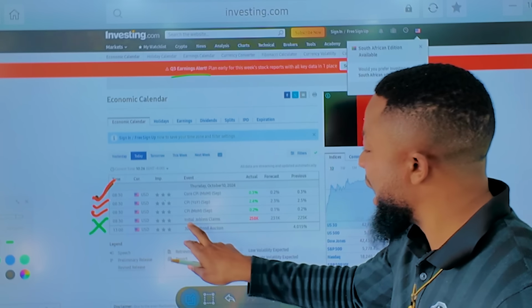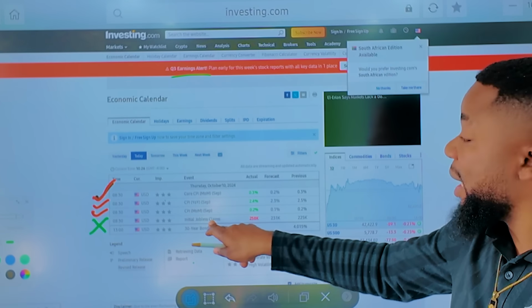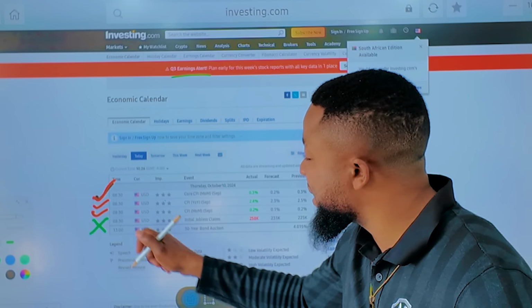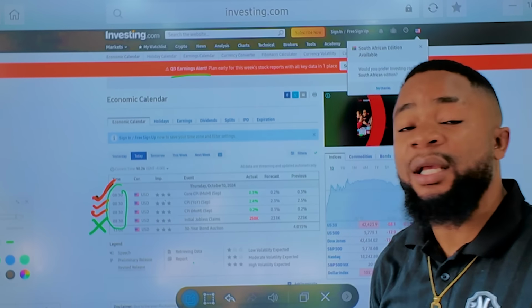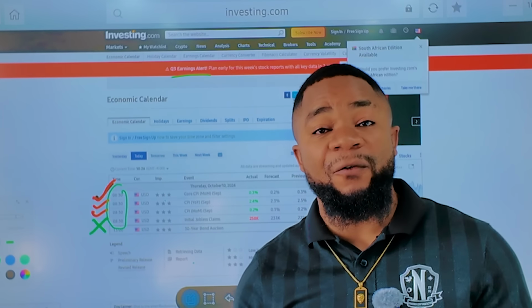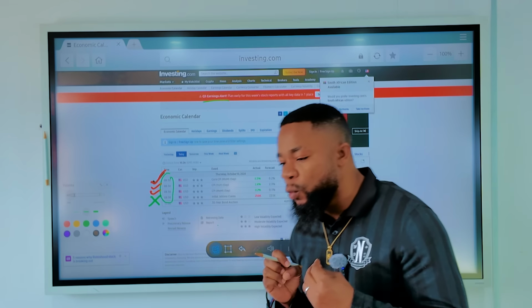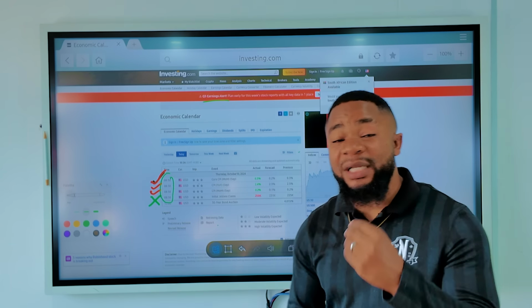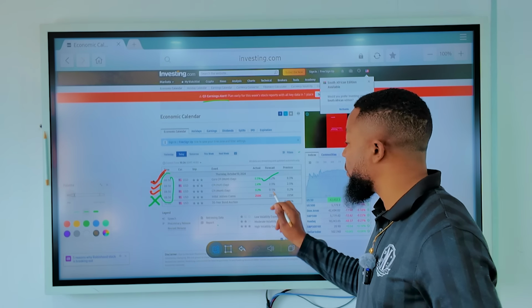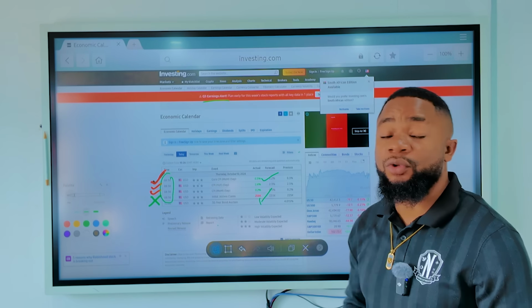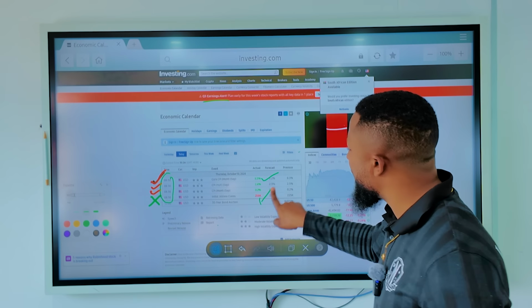You have CPI and you have initial jobless claims affecting the United States at the same time, 8:30 a.m. American time or 4:30 p.m. South African time. So if you are trying to predict the direction and one is positive and one is negative, that's when you're going to blow your account. And that's what happened today.